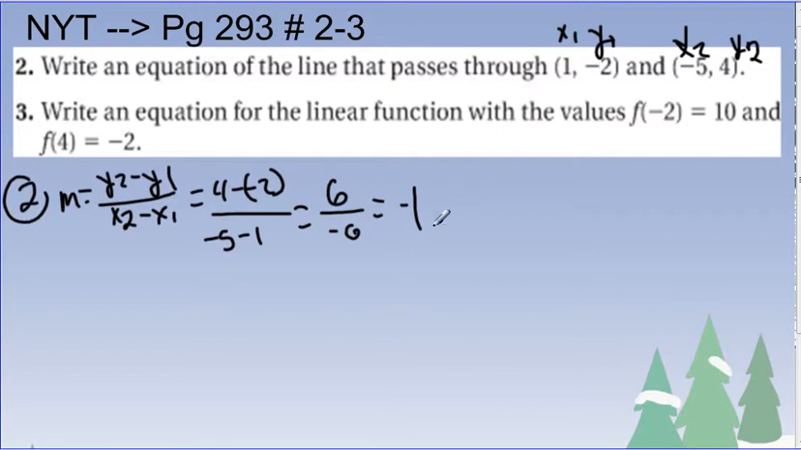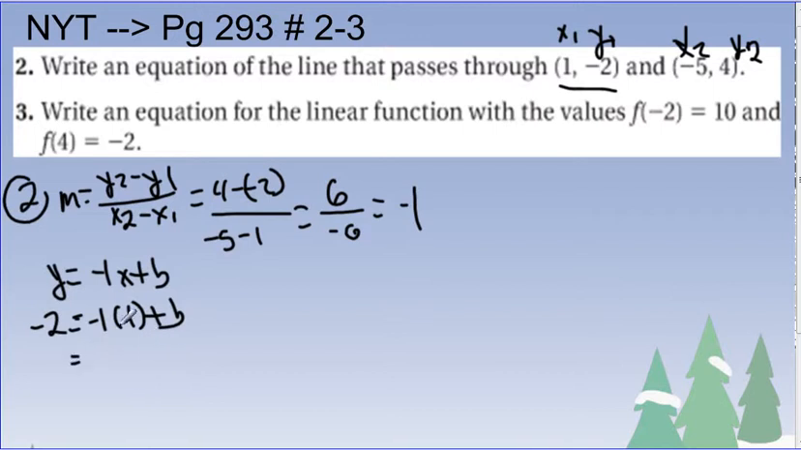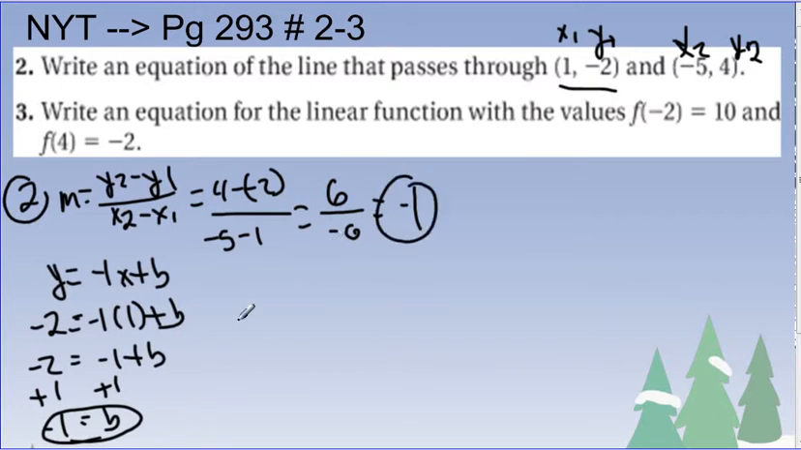Now that we have the slope of that line, we can then do y equals negative 1x plus b. I can plug in now a point for my x and my y. I'm going to use this one because the numbers are smaller. So my x value is 1. My y value is a negative 2. And let's see, that gives us a negative 1. So I add 1 to both sides. B equals negative 1. So I have my b, I have my m, so y equals slope is negative 1, x intercept is negative 1.